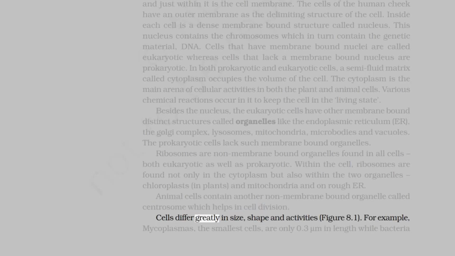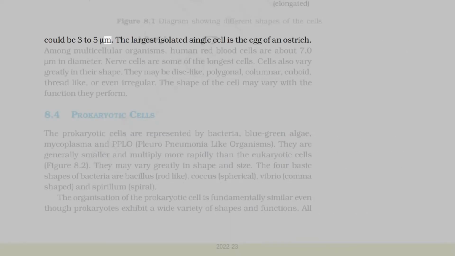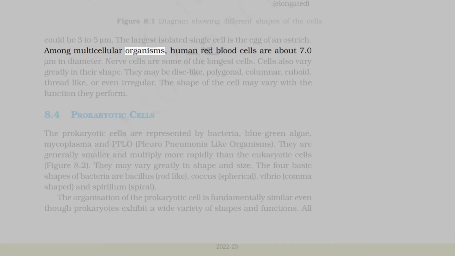Cells differ greatly in size, shape and activities, figure 8.1. For example, mycoplasmas, the smallest cells, are only 0.3 µm in length while bacteria could be 3 to 5 µm. The largest isolated single cell is the egg of an ostrich. Among multicellular organisms, human red blood cells are about 7.0 µm in diameter. Nerve cells are some of the longest cells.